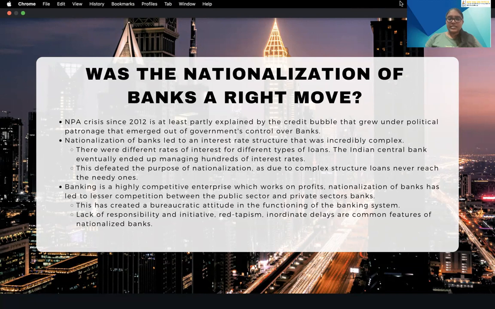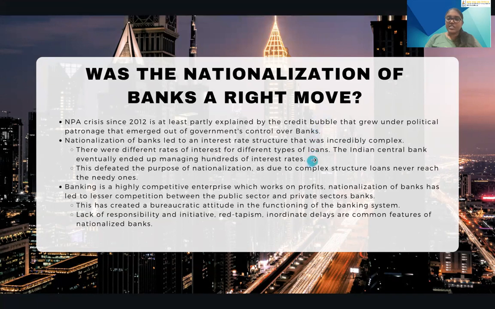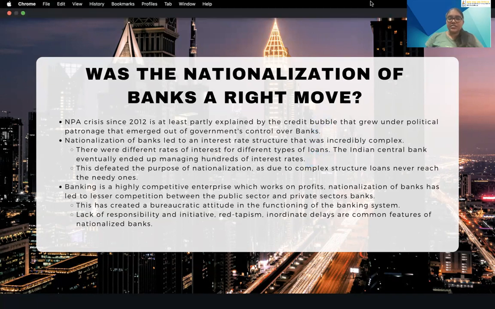So I think nationalization of banks was a right move to reach rural India, but it was not achieved completely. They eventually ended up managing hundreds of different interest rates.